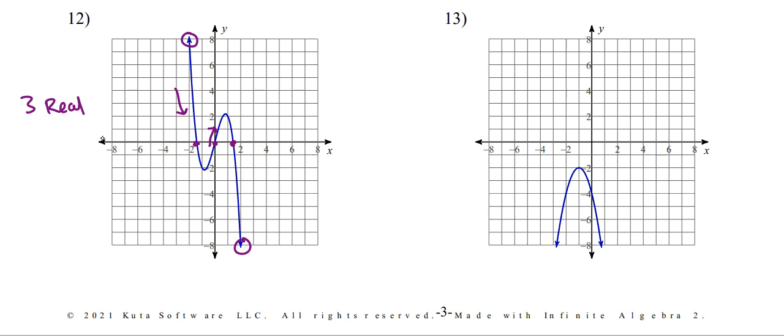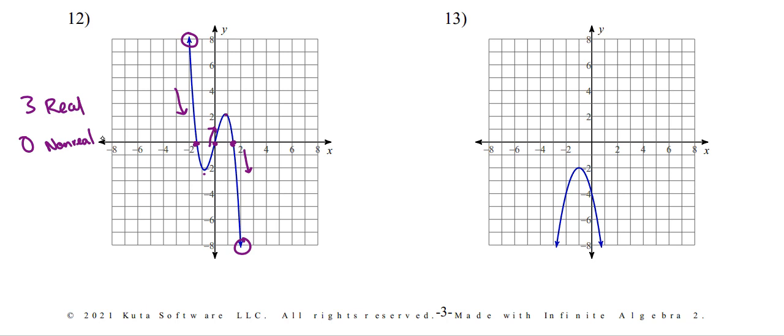Well, it goes down, then up, then back down again. It has 2 extreme points, a minimum and a maximum. So it's probably 3rd degree, which means there aren't any non-real. Don't try to force it to have non-real zeros. If you can see them all, you can see them all.